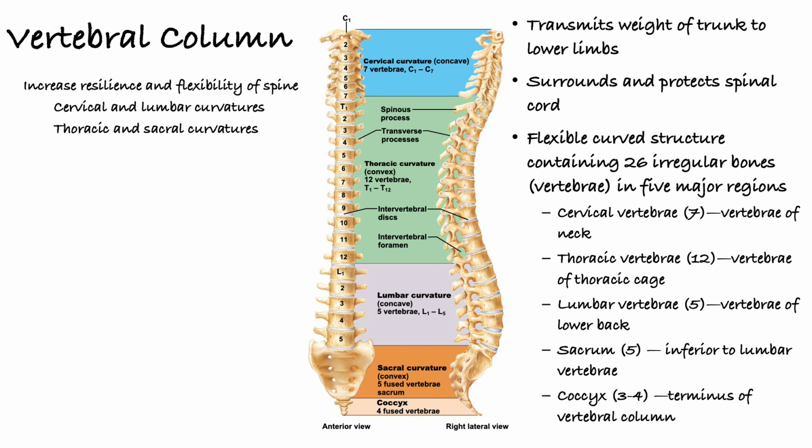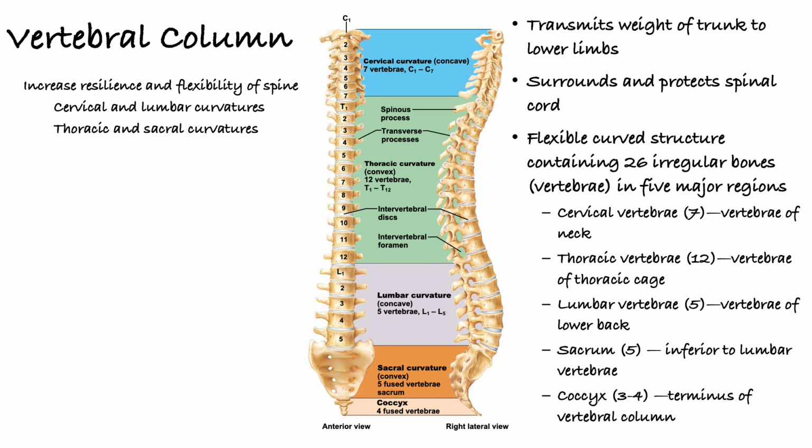And they transmit the weight of the trunk to the lower limbs. That's the job of the vertebral column, and most importantly, their job is to surround and protect the spinal cord. They have flexible curved structures. There are 26 irregular bones in 5 major areas.